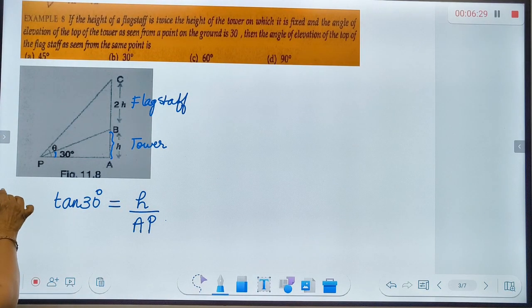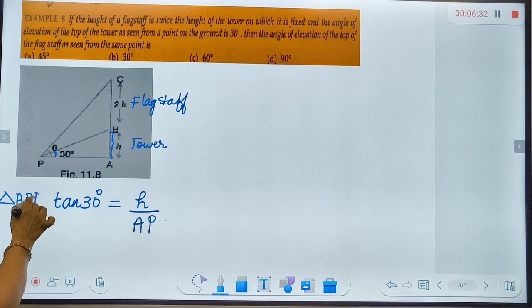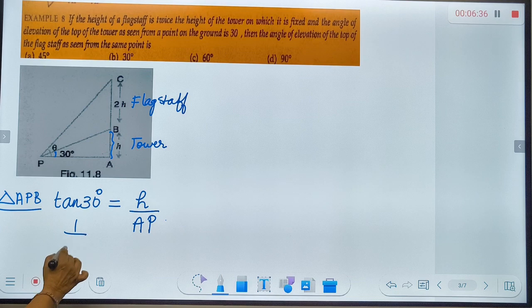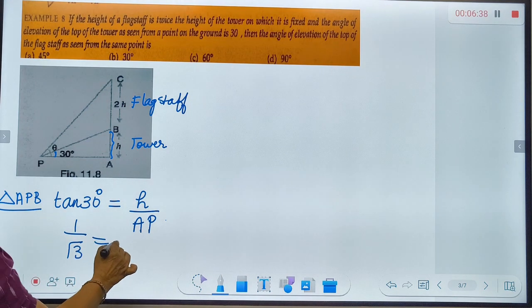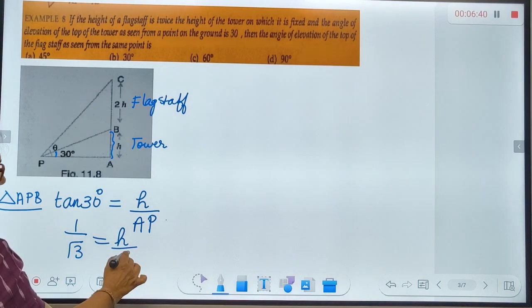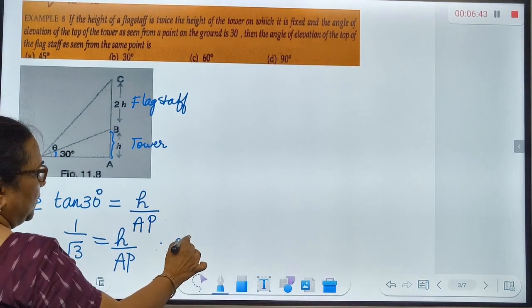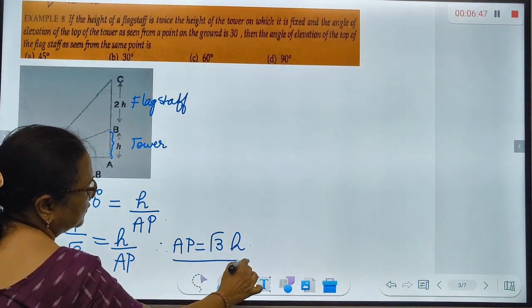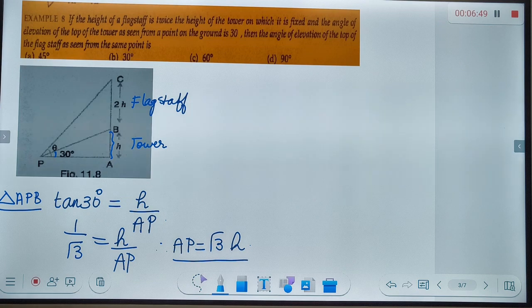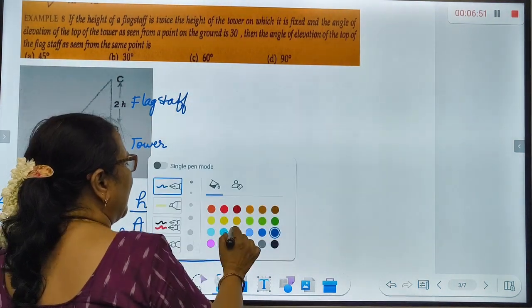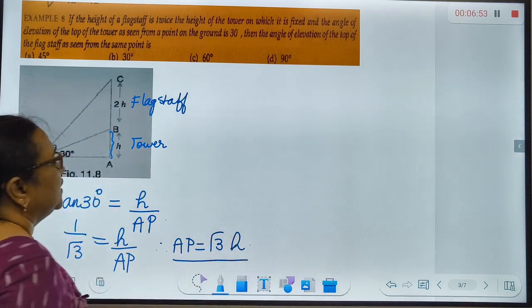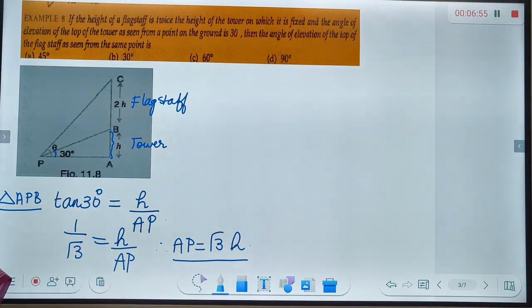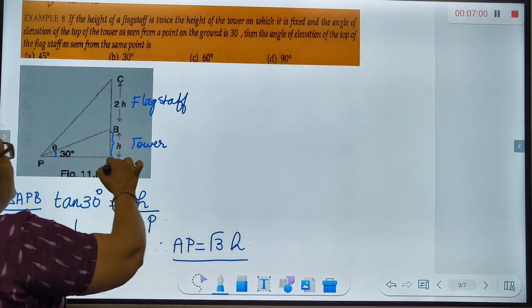is equal to h by AP. So which triangle are you considering? Triangle APB. Tan 30 equal to h by AP. Tan 30 is 1 by root 3 equal to h by AP. Therefore, AP equal to root 3 h. So I found the value of AP. Now whenever you have two unknowns, there will always be two equations and therefore there will be two relations to compare.